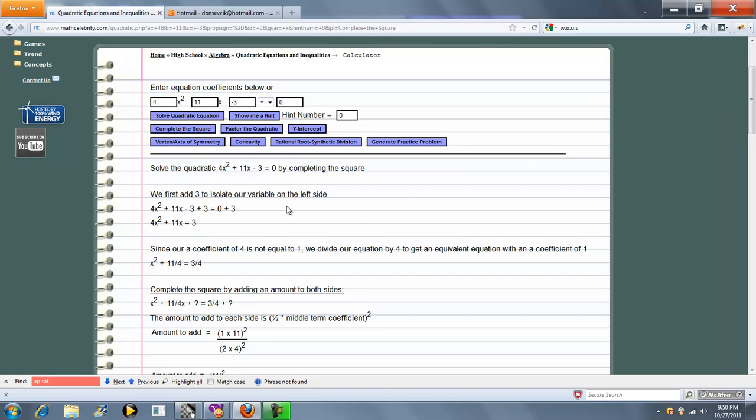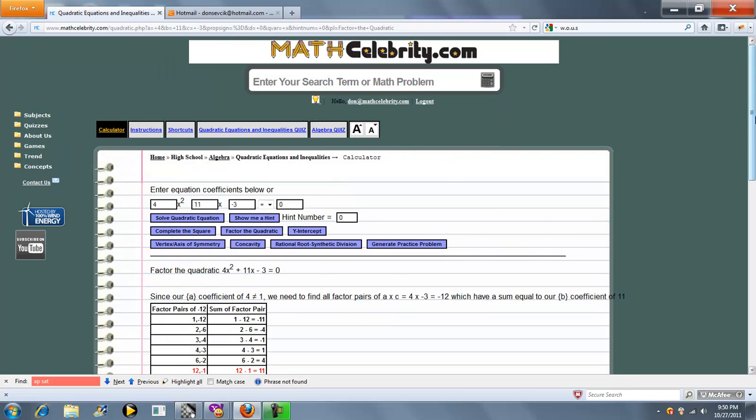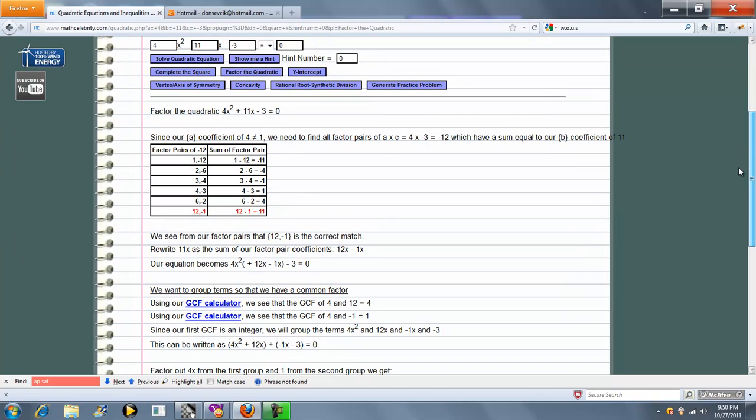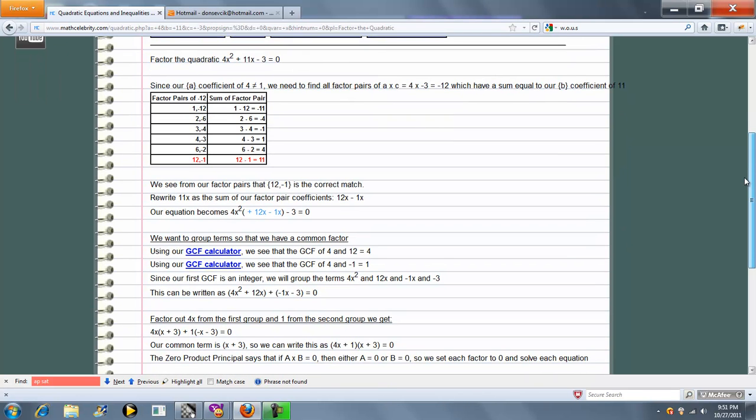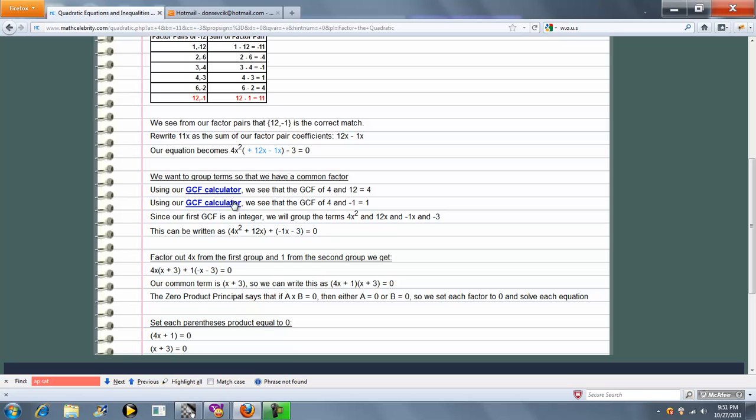So then next we do factor the quadratic. So now it comes up with factor pairs needed for this quadratic. So we can factor it into the product of 2 binomials. And again, we got a nice link here to our greatest common factor calculator to get the greatest common factor of whatever pair you need to get to the solution you need. So finally, when you factor it out into 2 binomials, you get to this solution here.